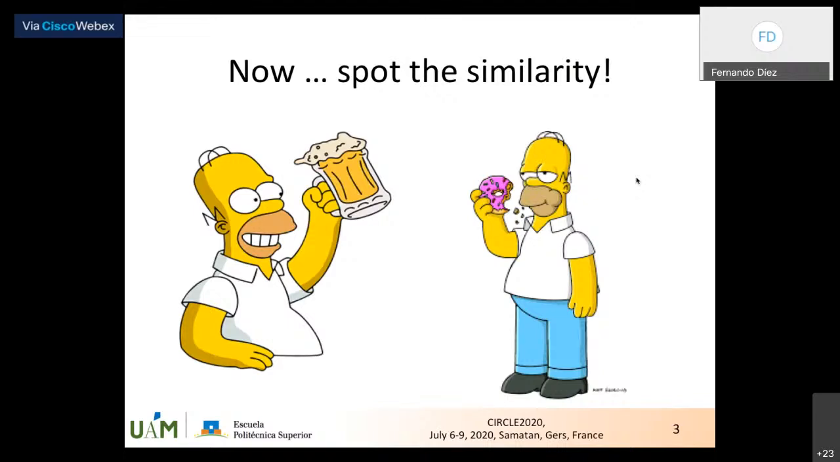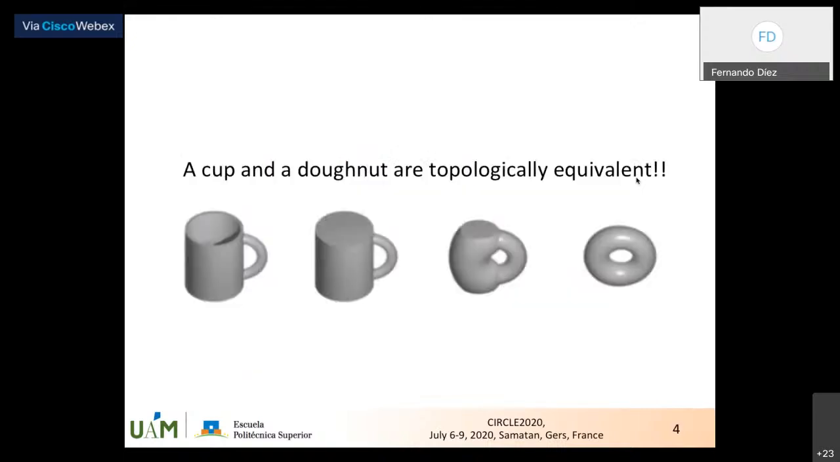But what is not so usual is to play the opposite game, the game of similarities. Come on, now spot the similarity between the two images. Does anyone find it? Some solution? Okay, here you have the solution. A cup and a donut are topologically equivalent.